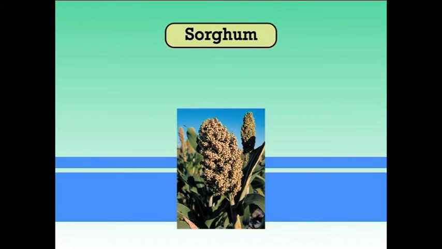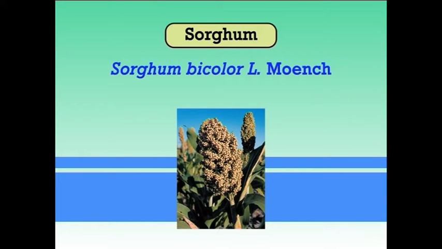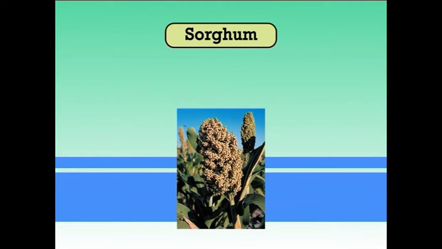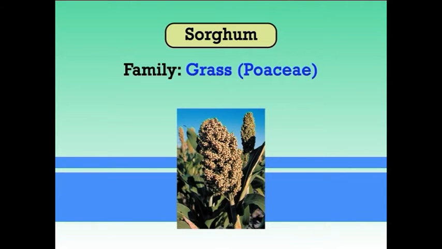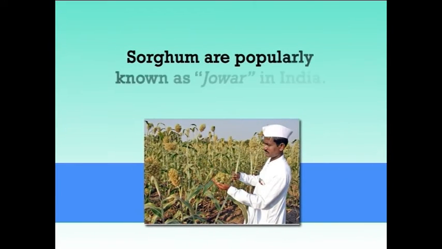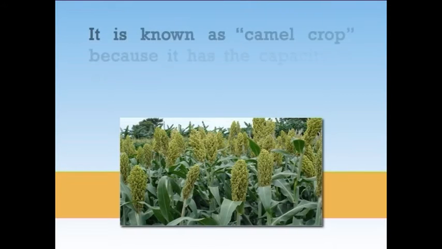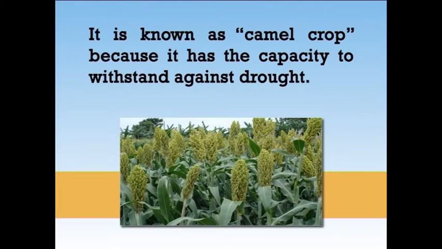Sorghum, scientifically known as Sorghum bicolor L. Moench, belongs to the grass family Poaceae. They are popularly known as jowar in India. Under water-limited conditions, sorghum is reliably more productive than maize. It is found in the arid and semi-arid part of the world due to its feature of being extremely drought-tolerant. It is known as camel crop because it has the capacity to withstand against drought.